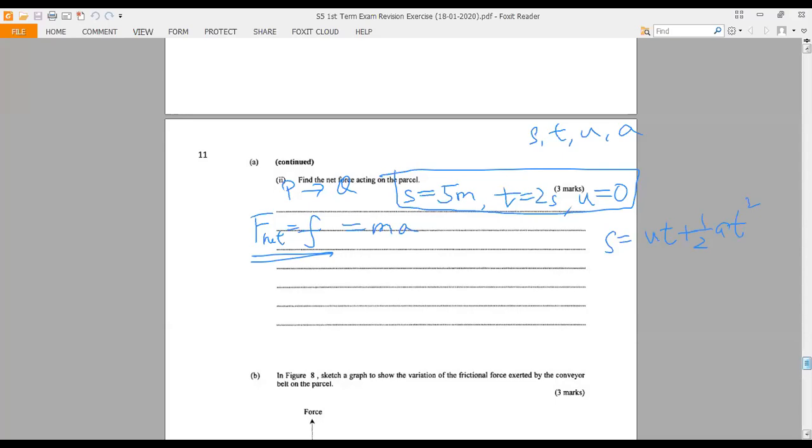So we put the value 5 equal to 0 times 2, and then half times A times T, which is 2 squared.